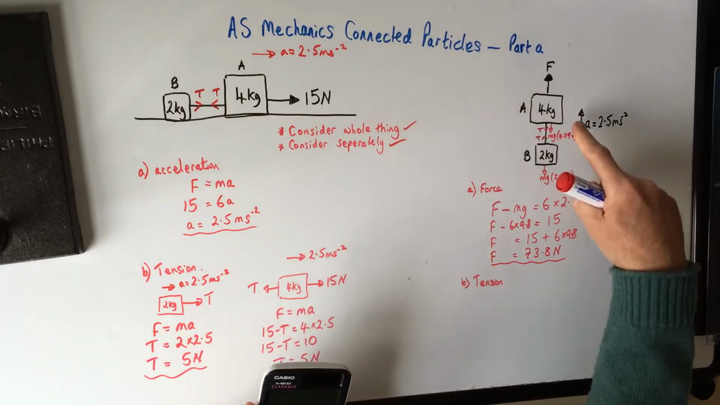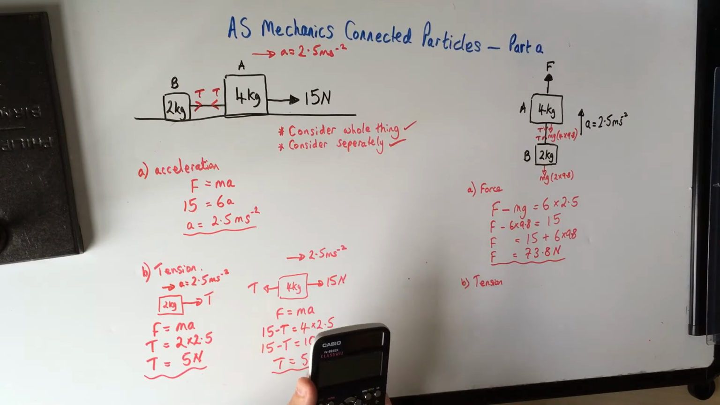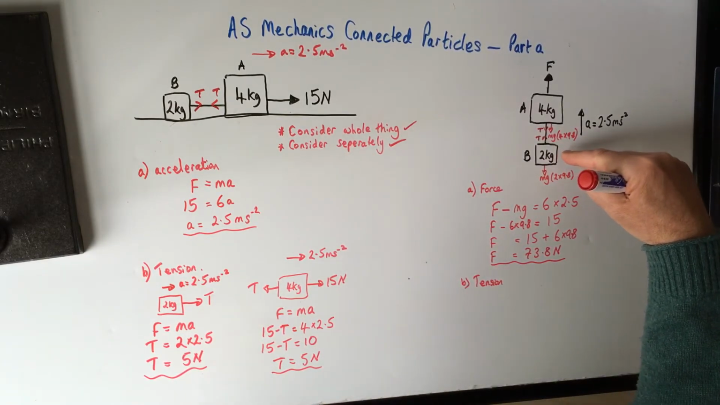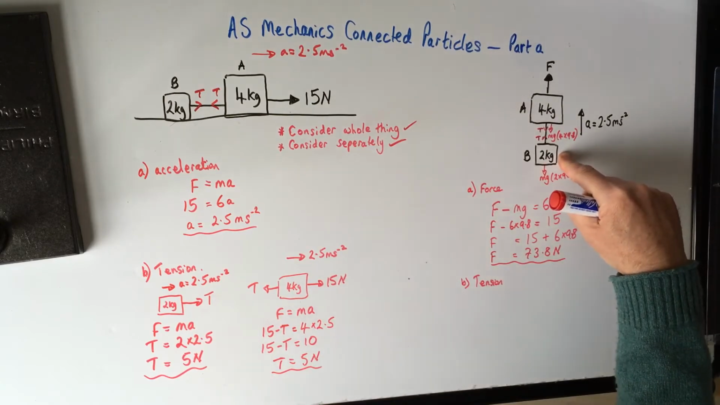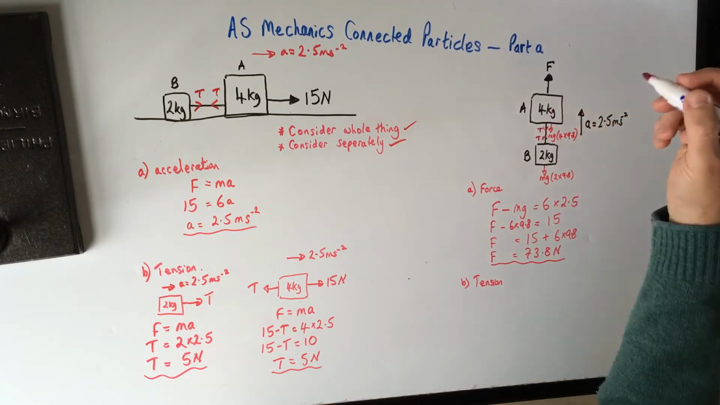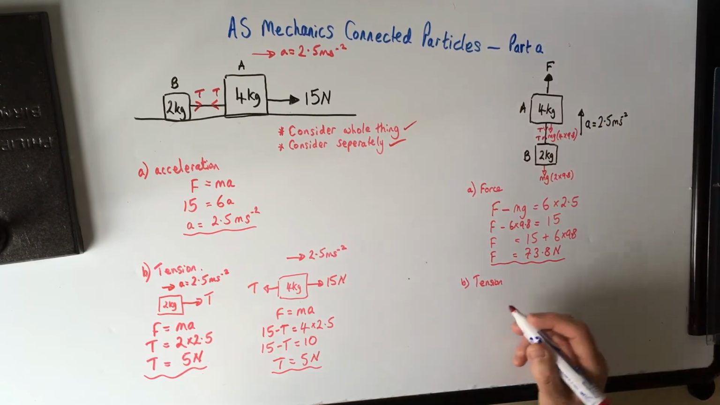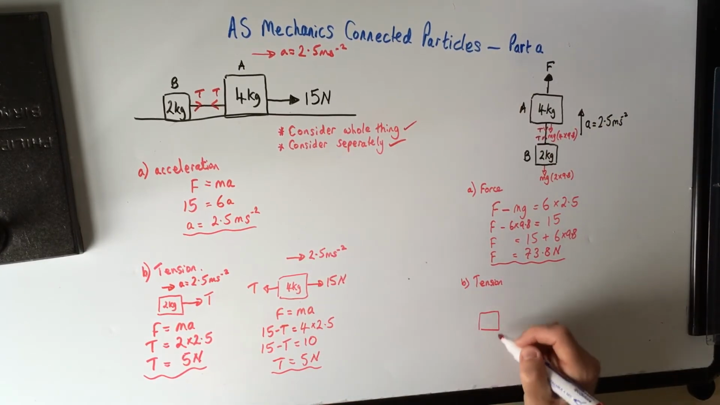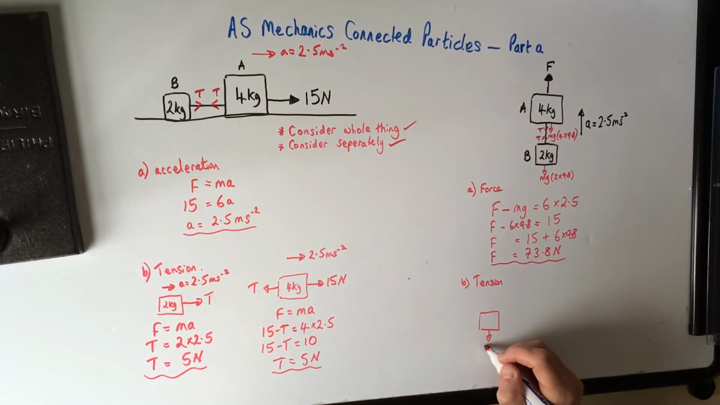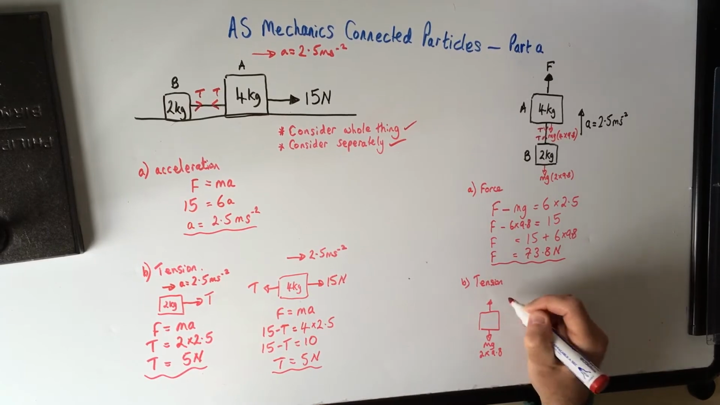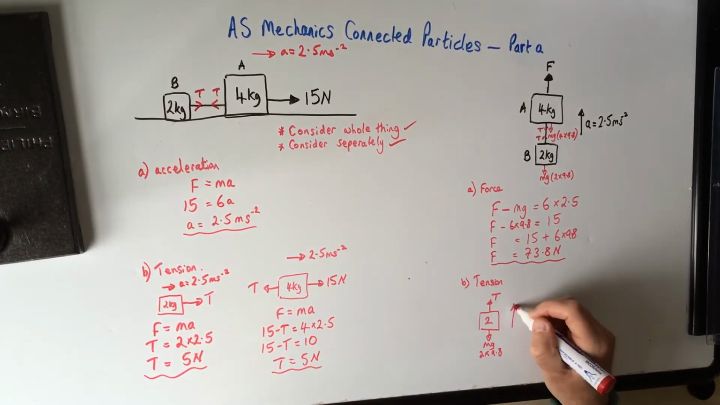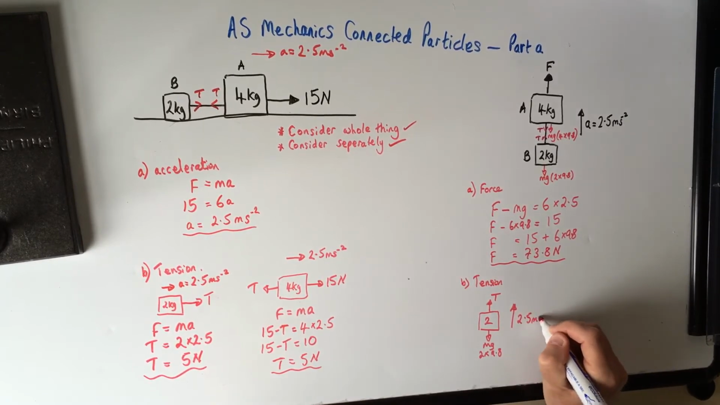And the tension in the string, so consider them separately. I'm just going to consider B separately now. I could do it for A, I've just shown you that, but I'm going to do it for B. So if we consider that separately, what's acting down on that? 2 times 9.8, that's mg. And what's acting up? Acting up is the tension, and that's 2 kilograms, and it's moving up at 2.5 meters per second squared.